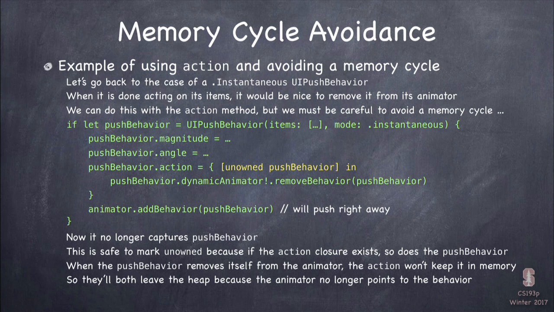So it's guaranteed to be there, and we do not need to do any of this weak or anything like that. We can just say unowned. And unowned means do not keep a strong pointer inside this closure to push behavior, because I know it's going to be in the heap. You see how unowned works there? Unowned is kind of more of a forceful way of breaking a memory cycle, and you've got to be really sure that the thing you mark unowned is in fact going to be there. Otherwise, it will crash your app. But here, we know for a fact.